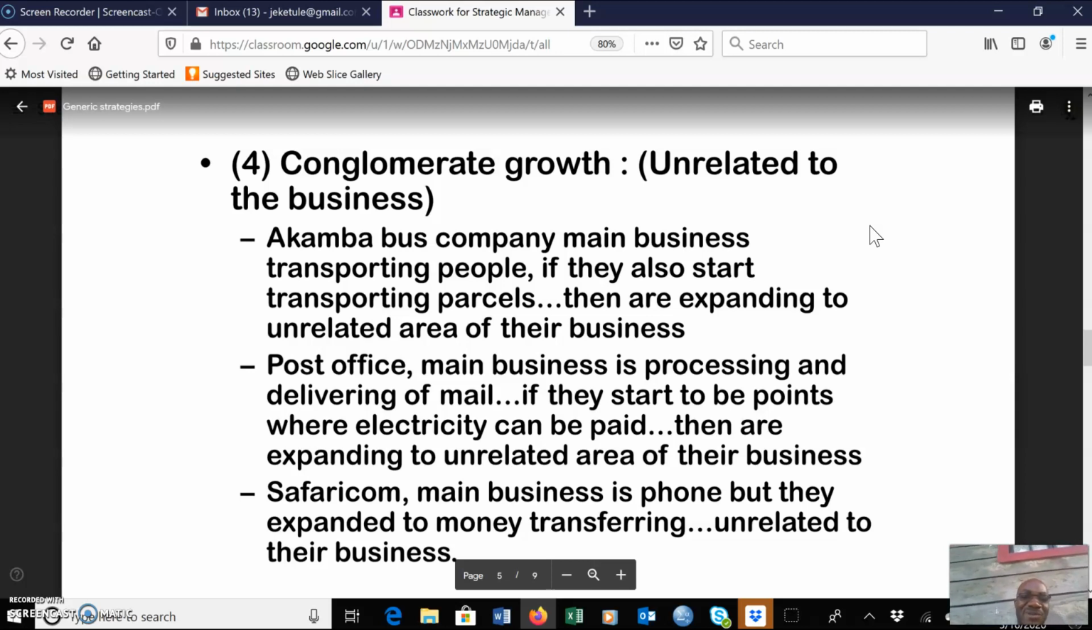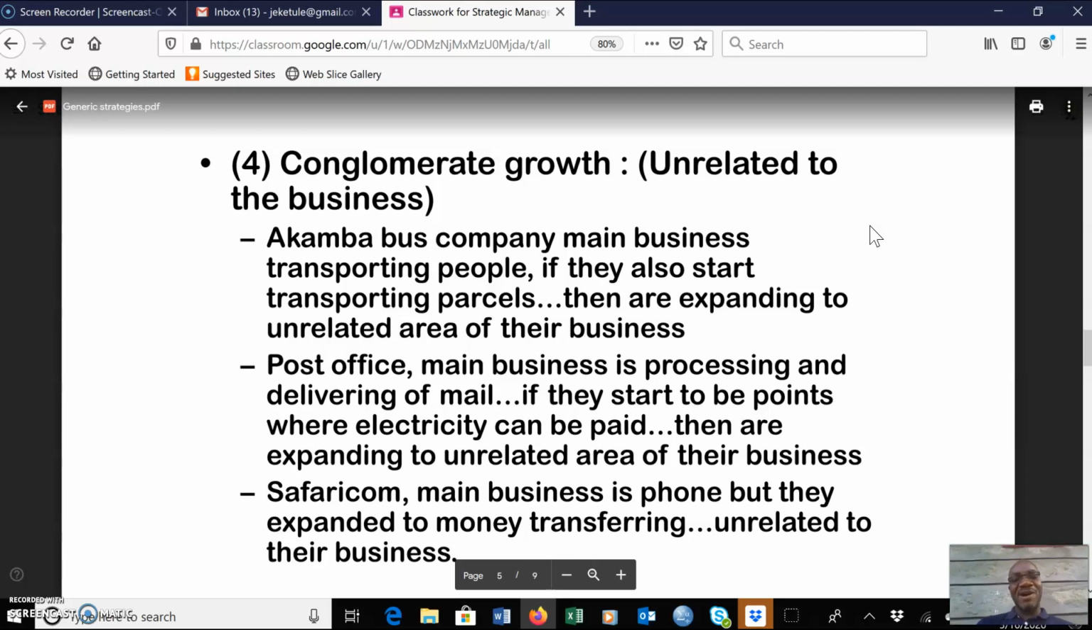Now, also, let's look at the post office as perhaps an example, because these are really traditional organizations. Their main business was processing and delivering of mail and parcels. That's their core business. Today you find that they have started to be points where one can pay electricity. I think at one point that was the case. That is really not core to their business. So they're actually doing conglomerate growth to an area that's not related to your core business.